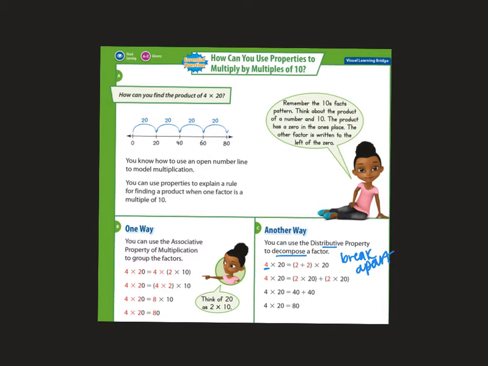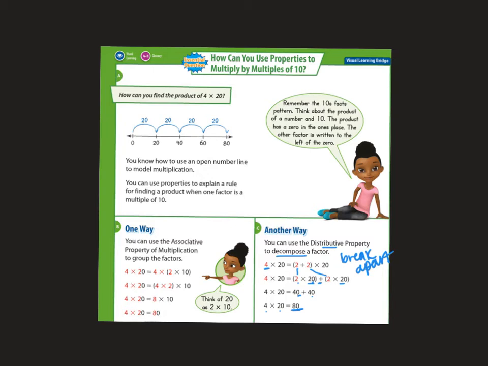Good. So I'm going to break up this 2 and put it here, and I'm going to break up that 2 and put it there, but I need to still multiply it by 20, because 4 times 20 is the same thing as 2 times 20 plus 2 times 20. Now I know 2 times 20 is 40 because 2 times 2 is 4, and then I add that 0 in, and that gives me 40. Same thing over here. And then when I add 40 and 40 together, that gives me 80. So 4 times 20 equals 80.